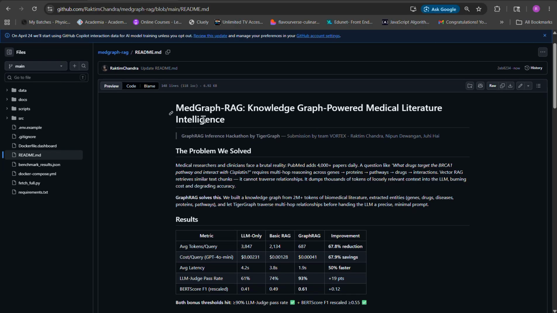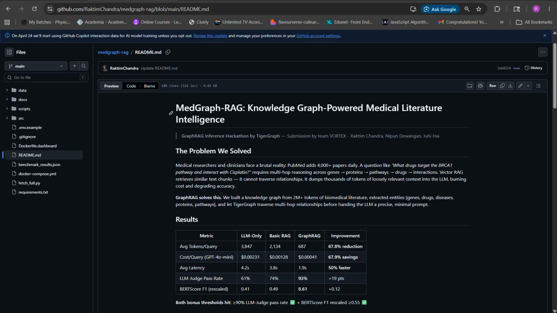Let me start with the problem we set out to solve. Imagine you are a medical researcher and you ask this question: what approved drugs target proteins in the BRCA1 DNA damage response pathway? To answer this correctly, you need to reason across a chain of relationships. BRCA1 interacts with RAD51. RAD51 participates in homologous recombination. Homologous recombination is disrupted by BRCA1 deficiency, and BRCA1 deficiency is exploited by Olaparib, an FDA-approved drug. That is three relationship hops.